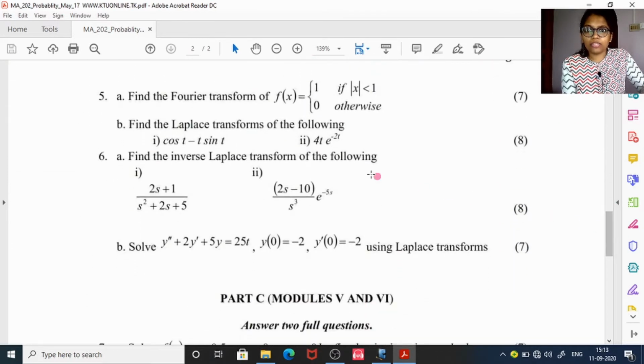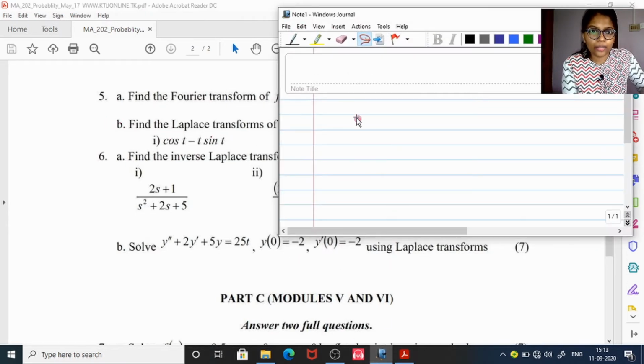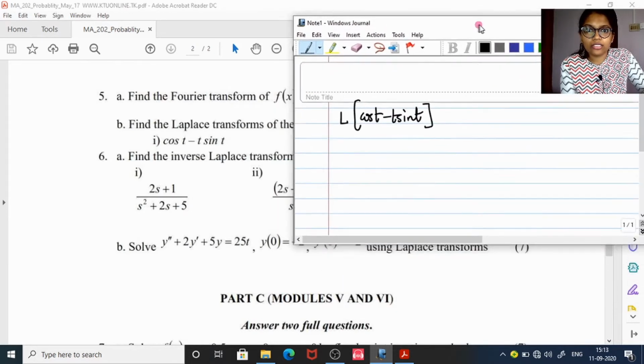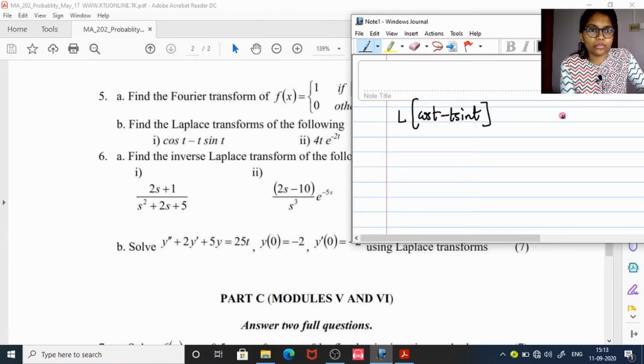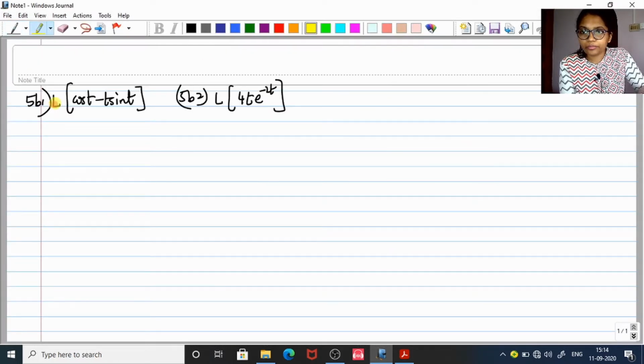Here comes your very first question. 5b. Find the Laplace transforms of the following: cos t minus t sin t. Okay, let us copy. Find the Laplace transform of cos t minus t sin t. And the second one is 4t e raised to minus 2t. Find the Laplace of 4t e raised to minus 2t. 5b1 and 5b2. Okay. So let's start doing Laplace of cos t minus t sin t.